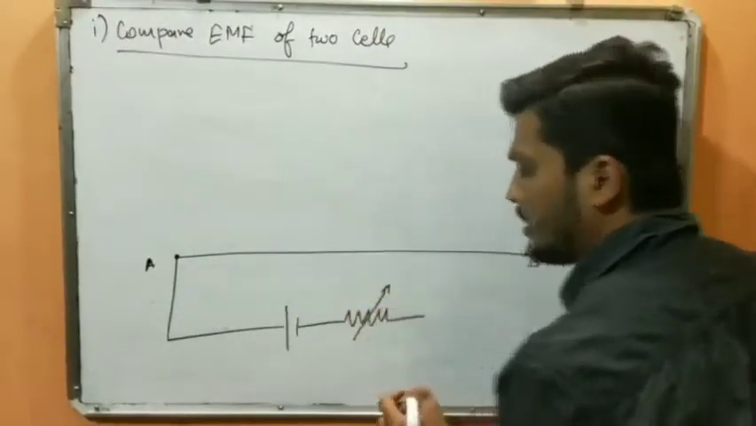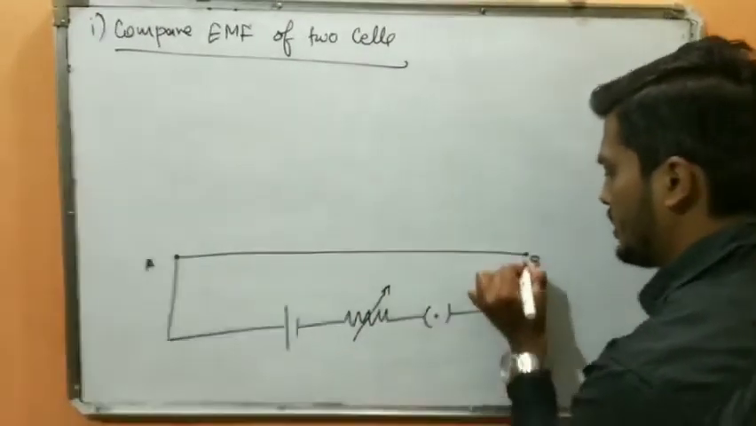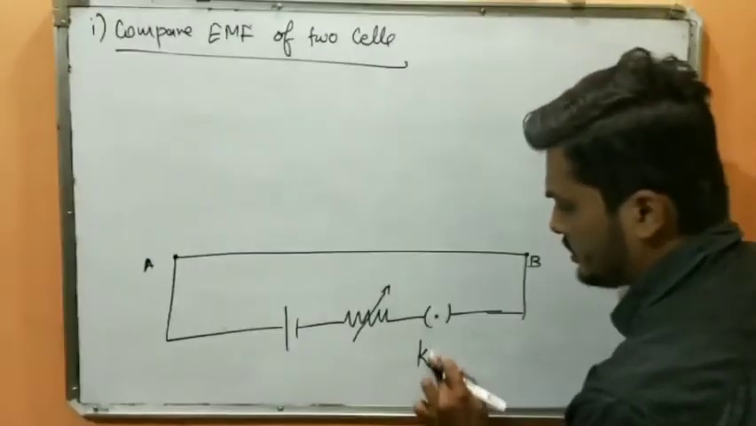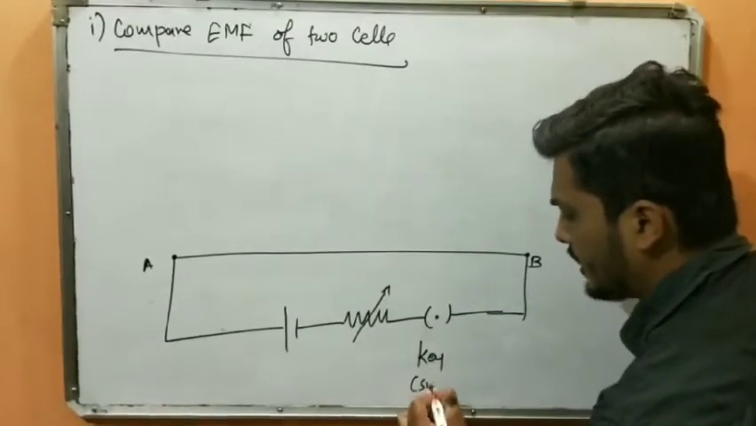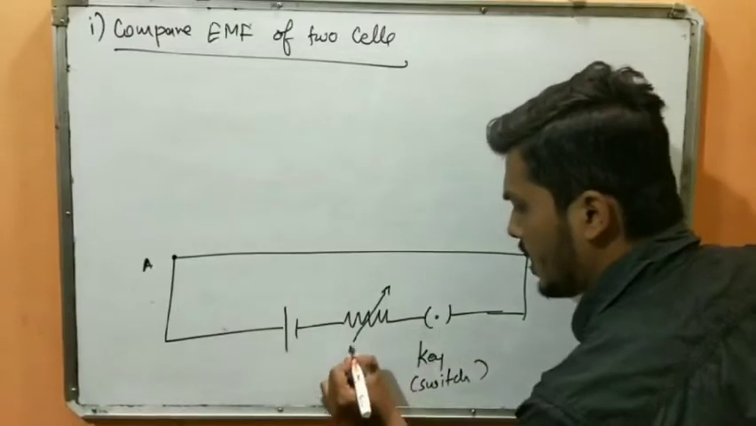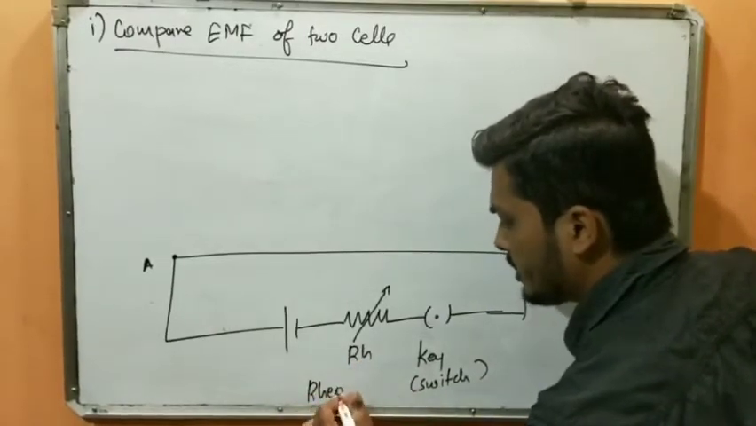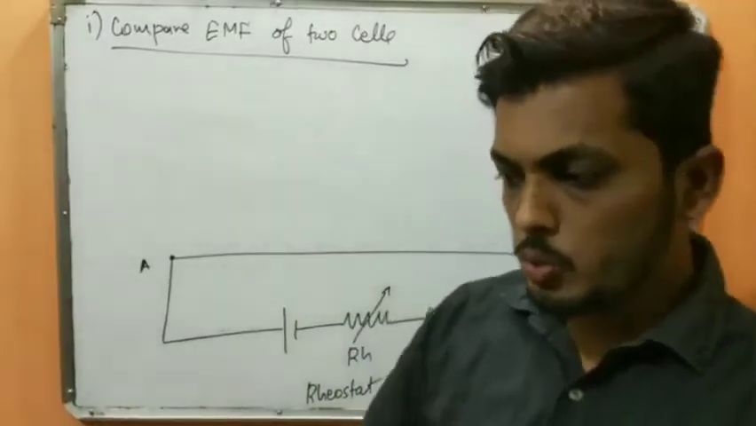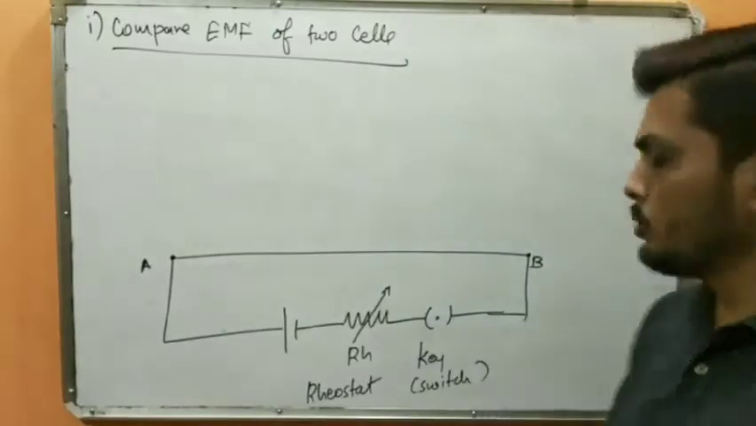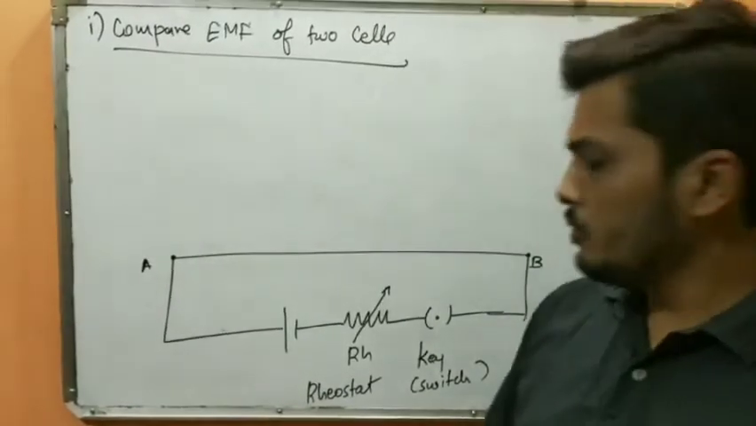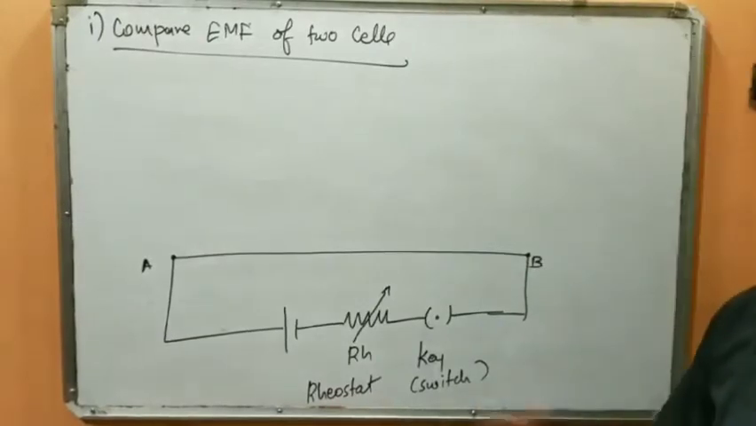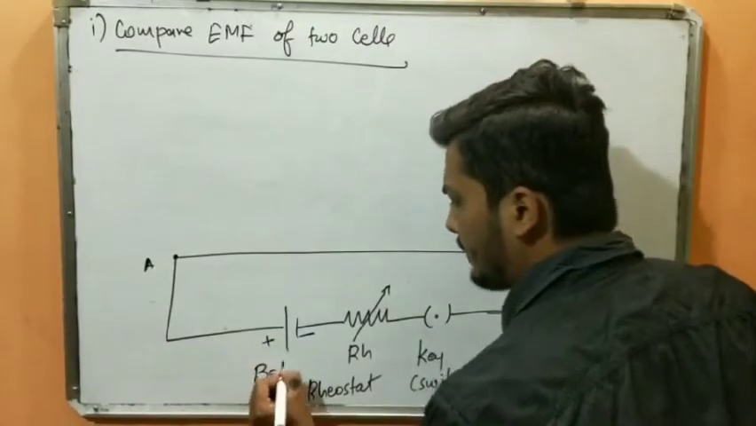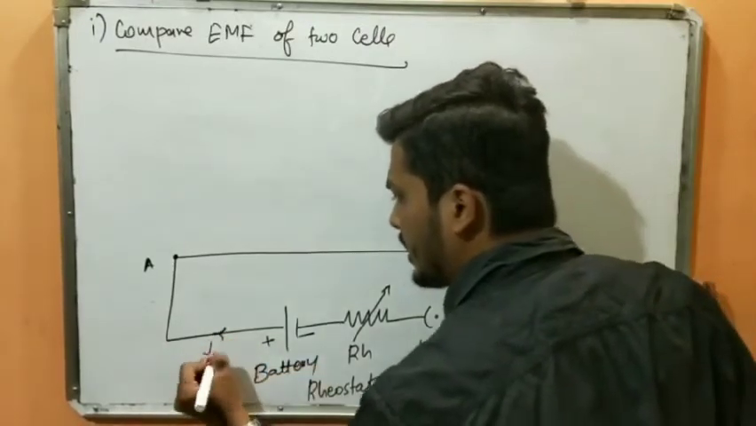Rheostat is a variable resistance. So this is my key, K1, or I'll just write K, plug key, which acts like a switch. This is RH. RH is rheostat. Rheostat is again an electrical device which will give you variable resistance. You can vary the resistance as per your need. You can regulate the potential as well as the current. Rheostat will provide you what? Variable resistance. And this is as usual my battery, which is carrying a steady current I.